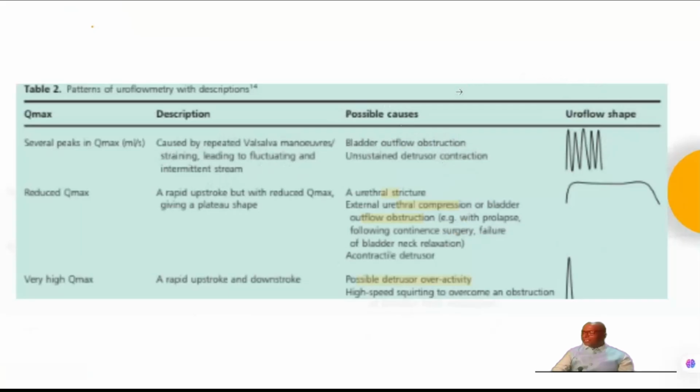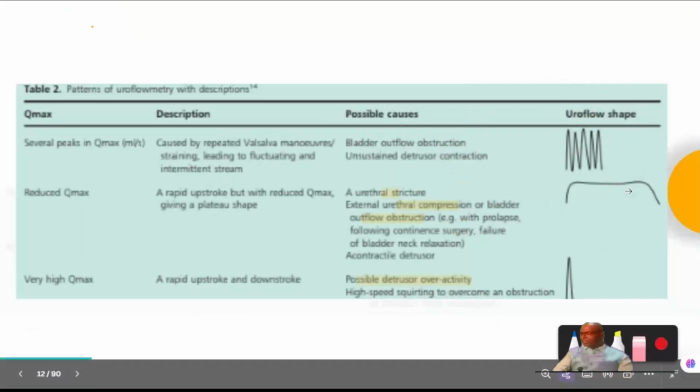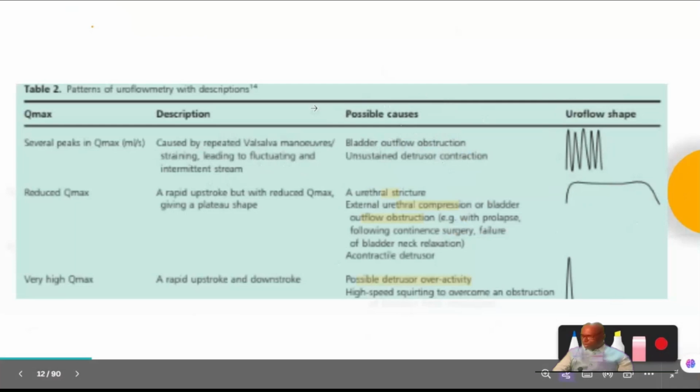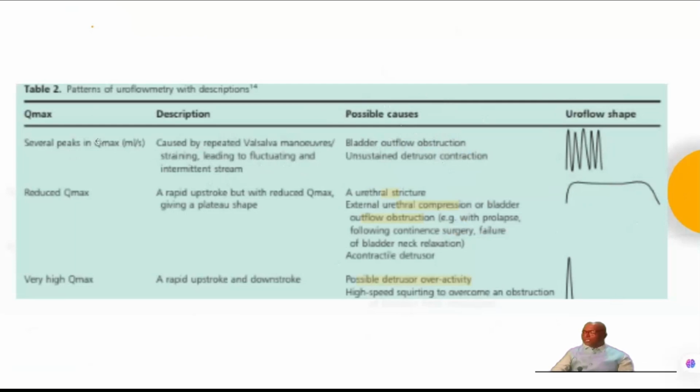So sometimes they may give you the figure, or there can be a question on the diagram. So you may get any kind of this particular pattern and they may ask you the possible cause. Okay, so here if you get several peaks like this, you need to think about bladder outflow obstruction or unsustained detrusor contraction. Okay, see here, this is the second pattern where there is a reduced Qmax. Here the Qmax is good, normal, but there are multiple spikes. Here there is a reduced Qmax and then there is a plateau.